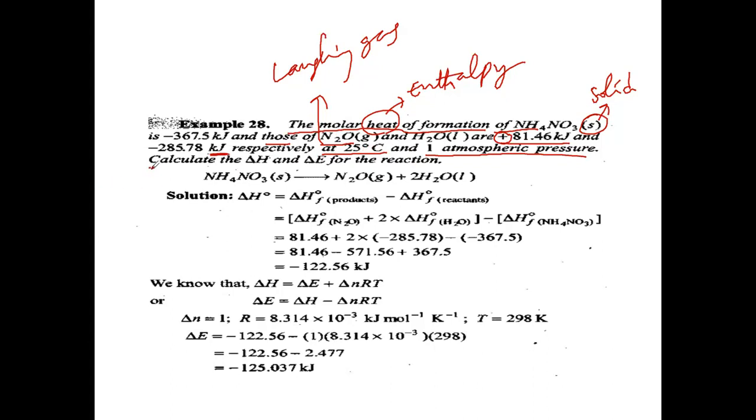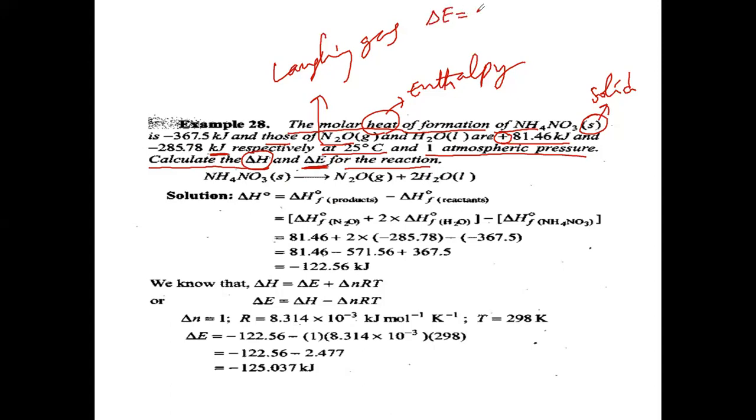Now they ask what now? Calculate delta H and delta E for the reaction. Now in the previous two examples, we studied only delta H calculation. Now here what is asked extra? Delta E. Tell me, what is delta E here?